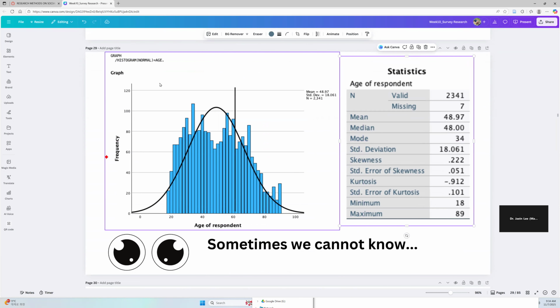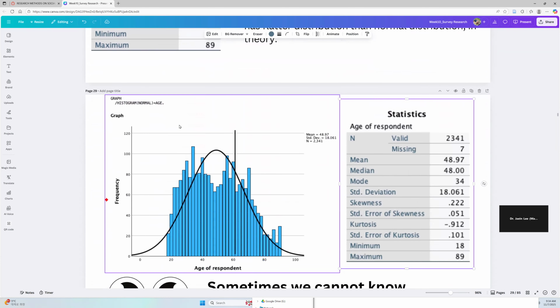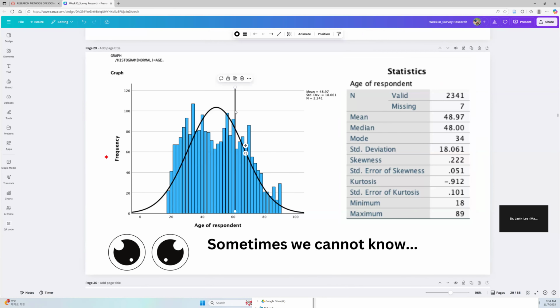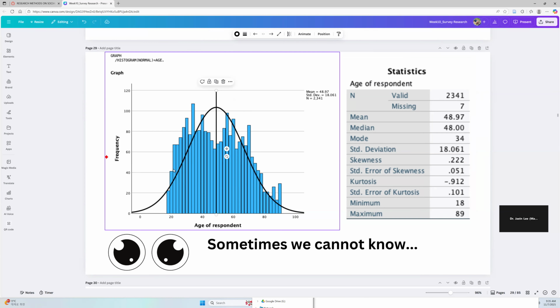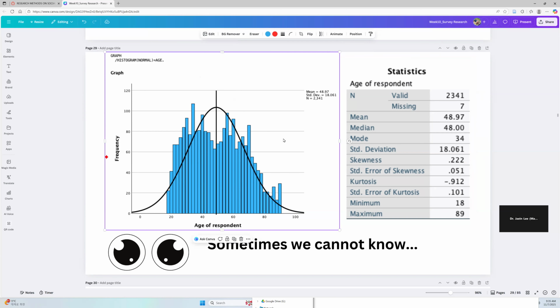Okay. So this is the age of the respondents. Based on this data, I made a histogram. The mean is around 48, or around 50. Let's suppose there is 50, and maybe the mean of the distribution is around here. The middle of the normal distribution would be the mean, in case there is a normal distribution.